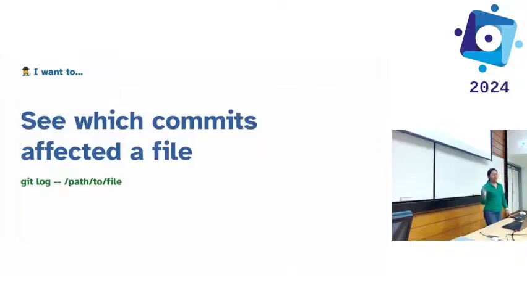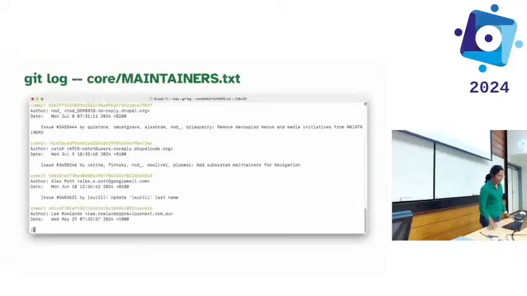If I want to see which commits affected a file, we can use git log and the file path or the file name. And we also have an example with the file core-maintainers.txt.